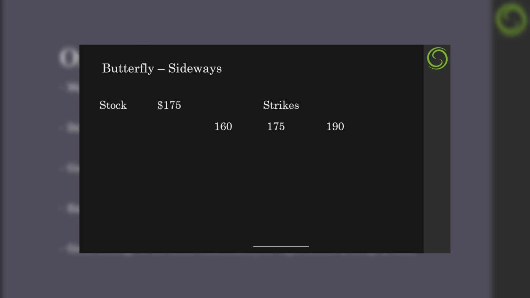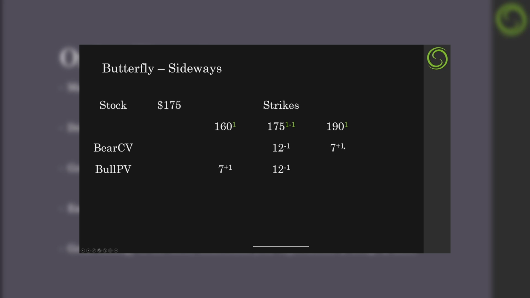So we'll say the stock is trading at 175 and we will use strikes 160, 175, and 190. We are going to use a bear call vertical and a bull put vertical. And if you notice right away, we got a mixture of calls and puts, so this is going to be an iron butterfly. And we'll say the 160 put is valued at 7. The 175 call and put are both valued at 12. And the 190 call is valued at 7.